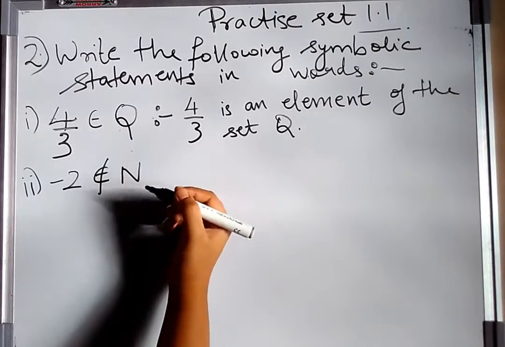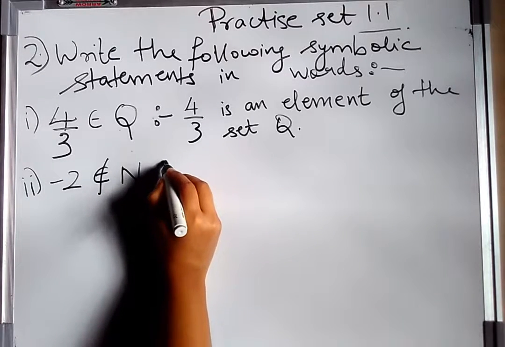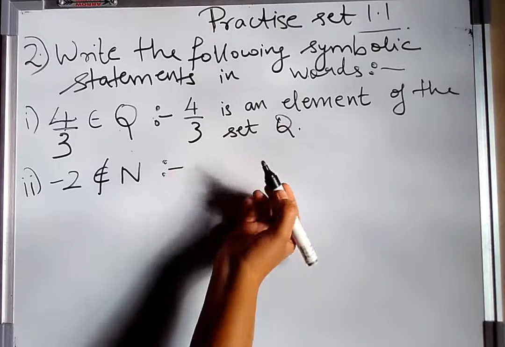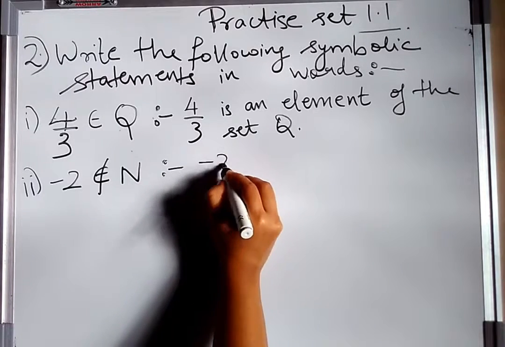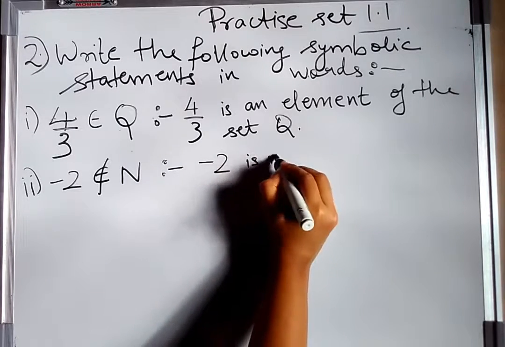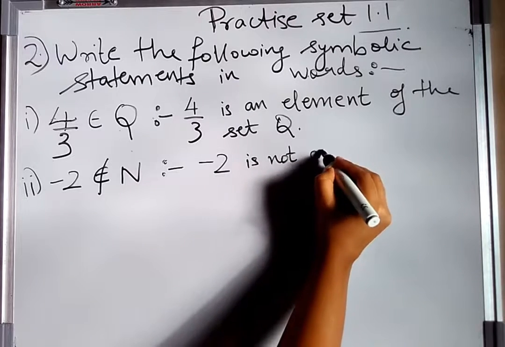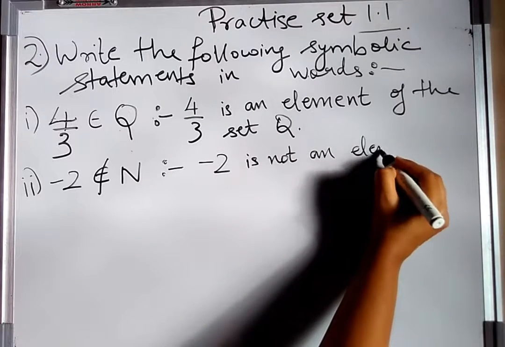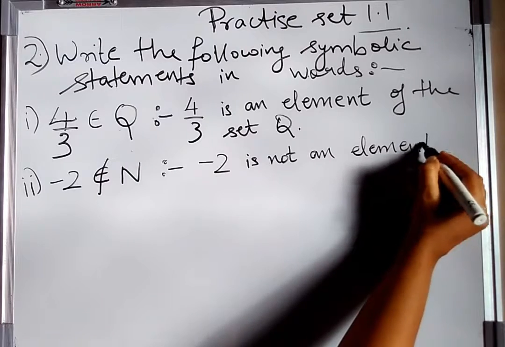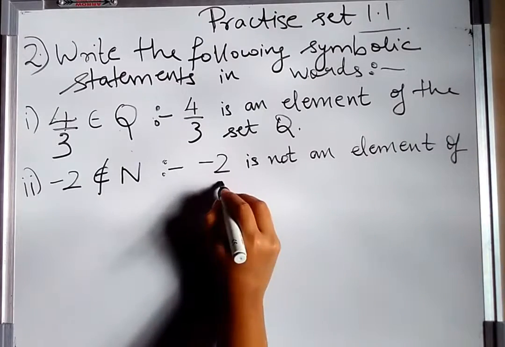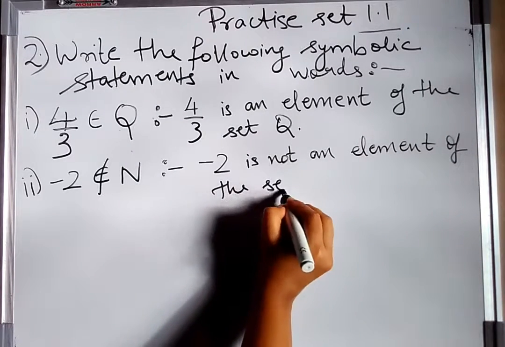Now the second one is -2 does not belong to capital N, or -2 is not an element of the set capital N. -2 is not an element of the set N.